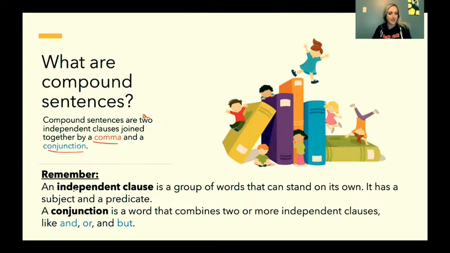Remember, an independent clause is a group of words that can stand on its own. It has a subject and a predicate. We just talked about those last week. Also, a conjunction is a word that combines two or more independent clauses. Here are some common conjunctions: and, or, and but.